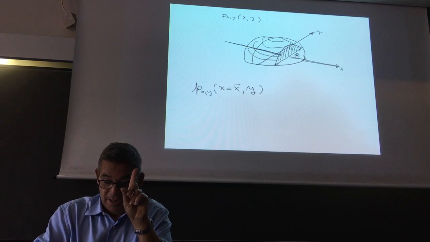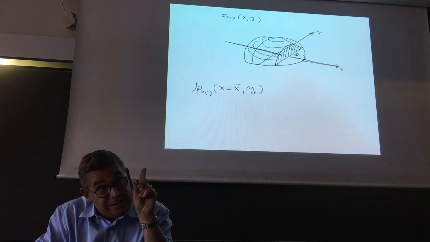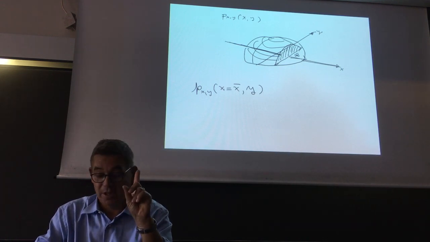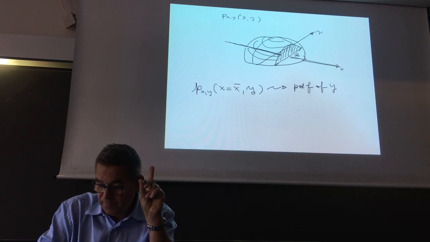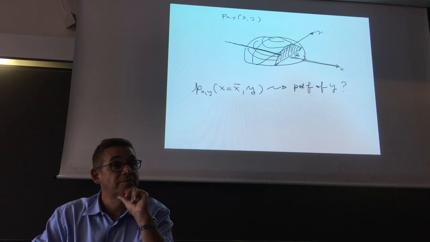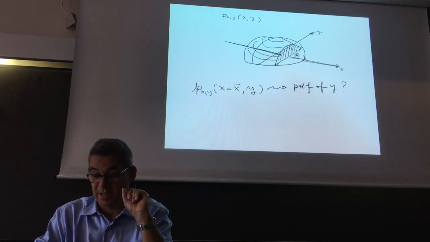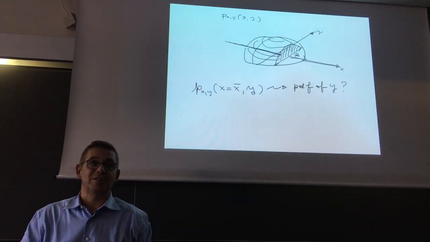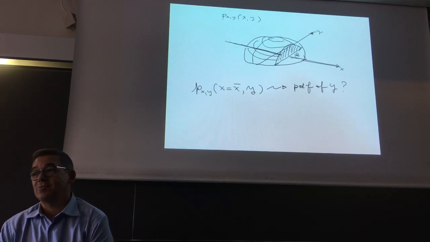Now, is this one that I choose by cutting along x equal x naught a probability density function? Is this one a probability density function of y? Is it truly a probability density function? Now let's go. Is it positive? Yeah, it's positive. The first one was positive, and this is positive, right? Is it normalized to 1?